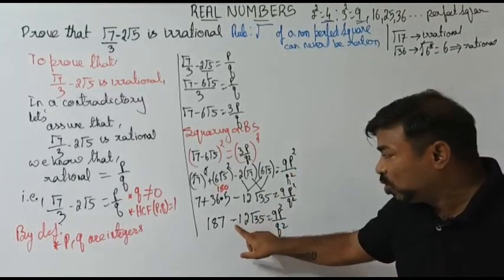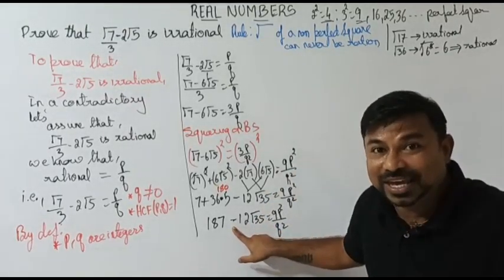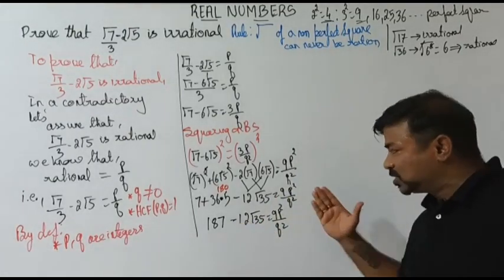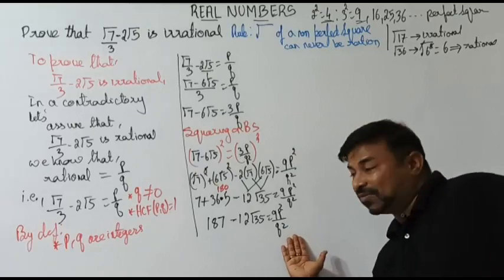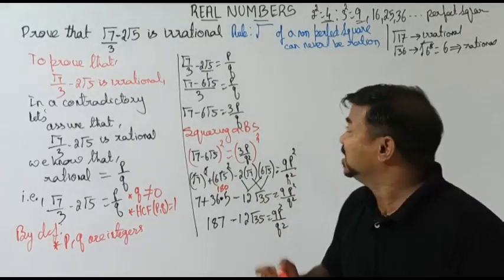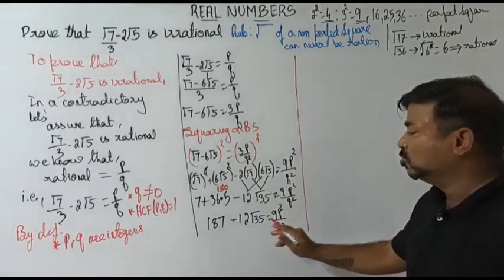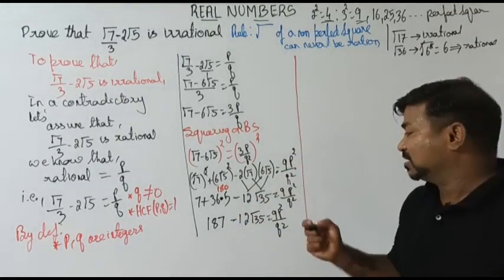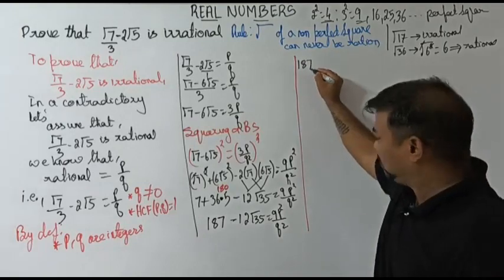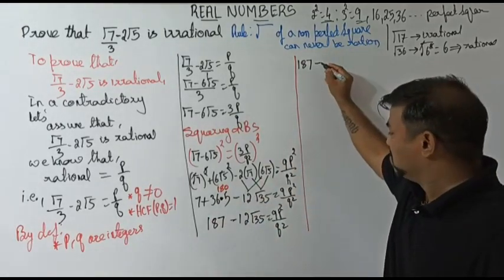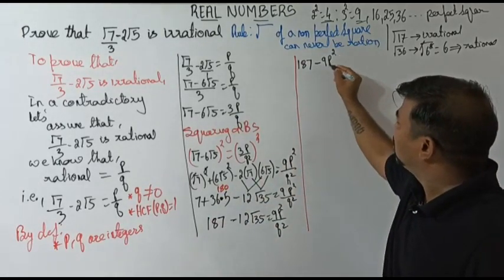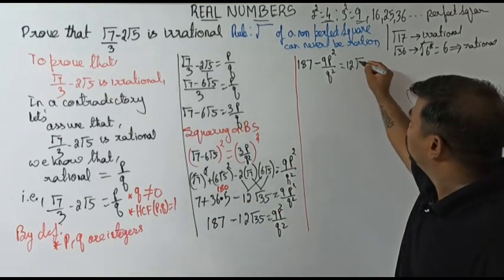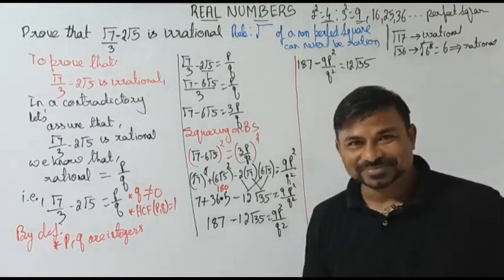So here the root I am having is negative. To make that negative positive, I am transposing this to the other side, and whatever is there, I am bringing back. I repeat, just to make the under root positive, I am transposing to the other side. That is 187, I am transposing to that side, minus 9p square by q square is equal to 12 under root 35. You got it.